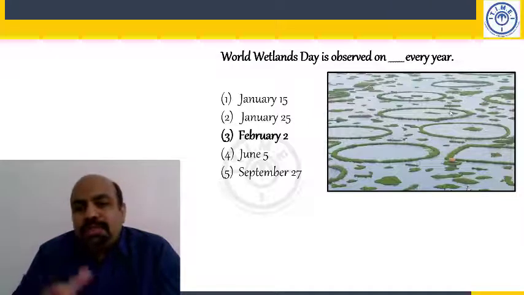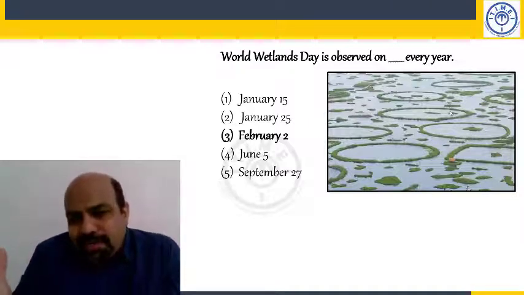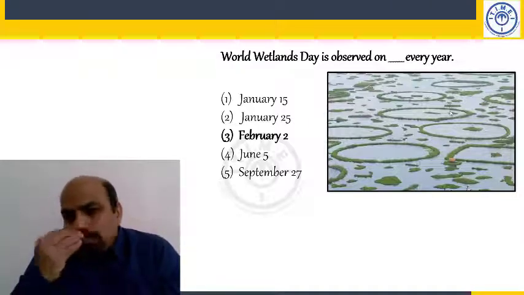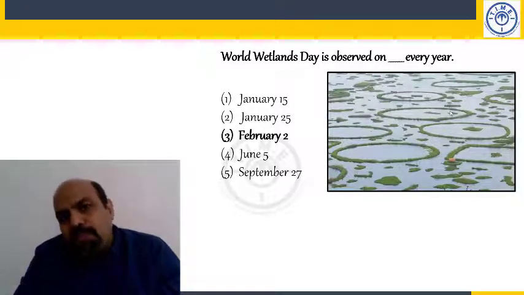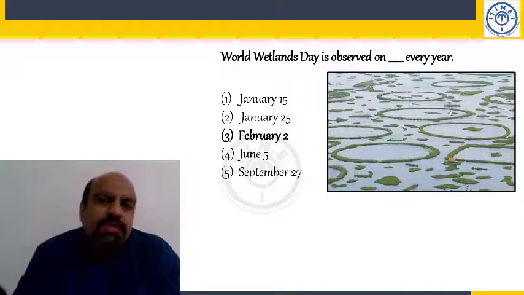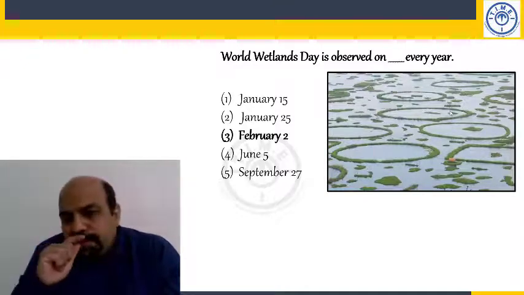I just wanted to bring you an example of a wetland. So you have Loktak Lake, in which this Keibul Lamjao floating national park is located. That's it. What about the choices?